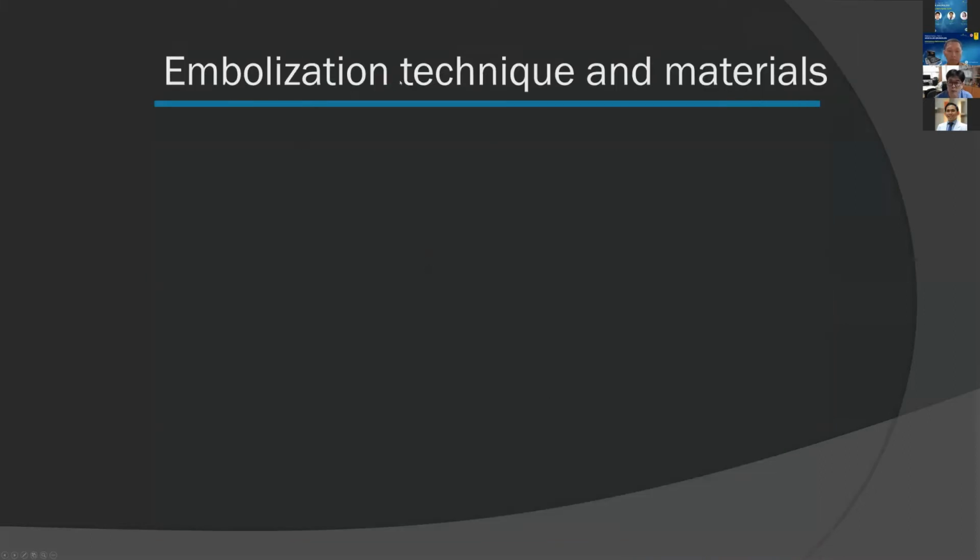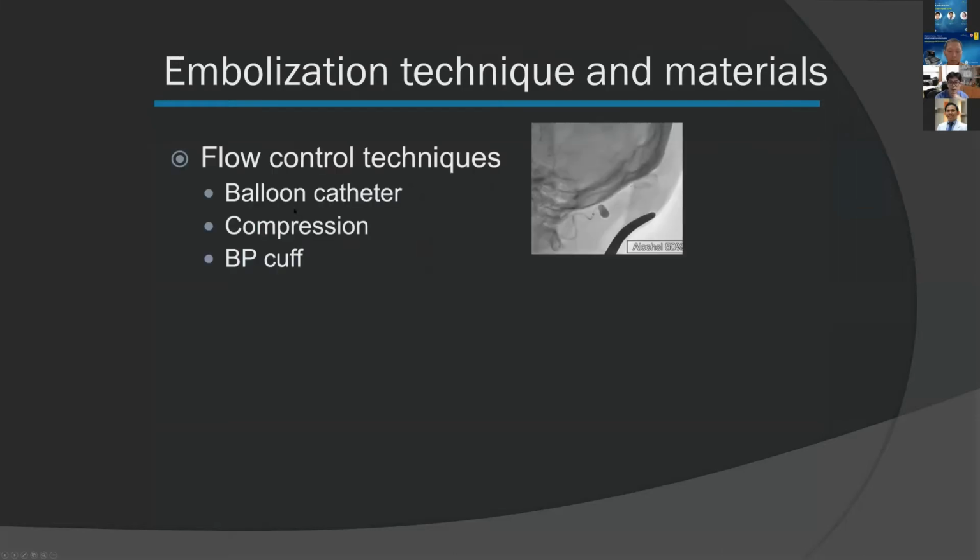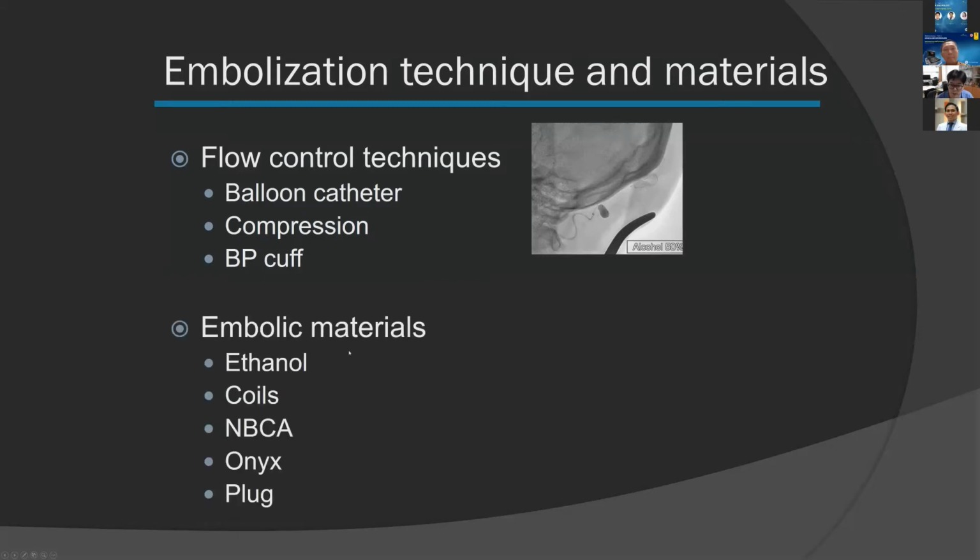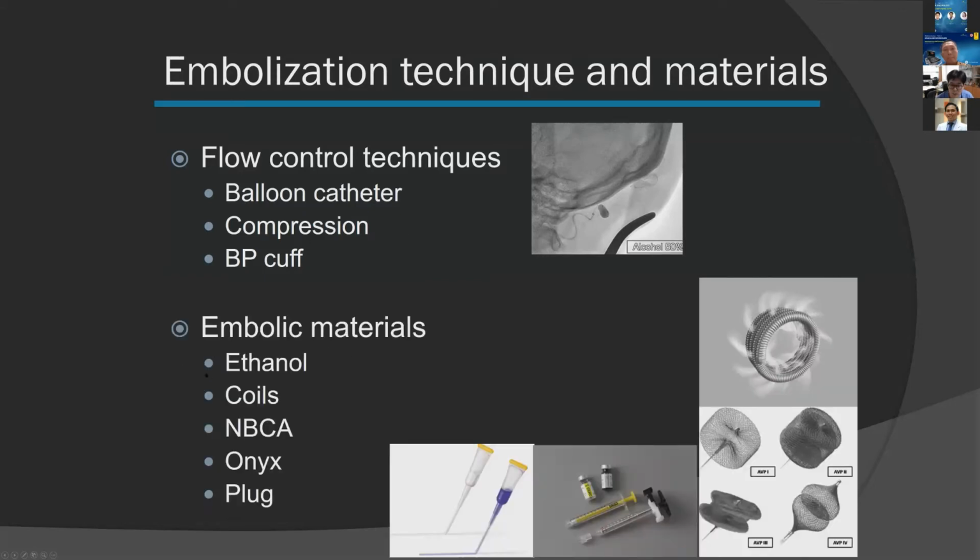Let's look at the embolization technique and materials. Flow control technique is very useful to avoid devastating complications such as skin necrosis or nerve damage. Balloon occlusion catheter or direct compression during the sclerosing agent injection is sometimes helpful, and PP cup apply is another method for the flow control technique, and various embolic materials can be used.